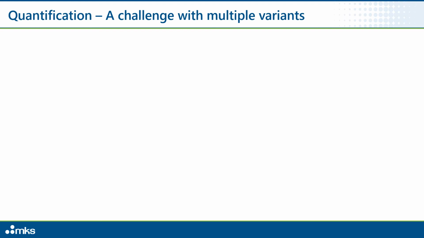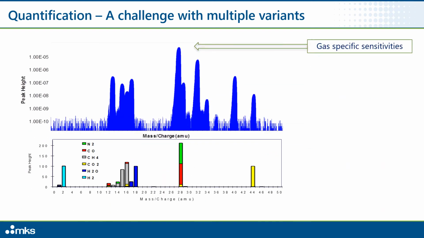If you want to perform a quantitation of a gas mix, there are a few variables that need to be considered. There are gas-specific sensitivities, so each gas creates a different number of ions at the same ionization energy. There are background effects, especially on systems with a pumping system and a large internal surface. These background contributions are typically very small, so we need to consider that only for trace analysis.